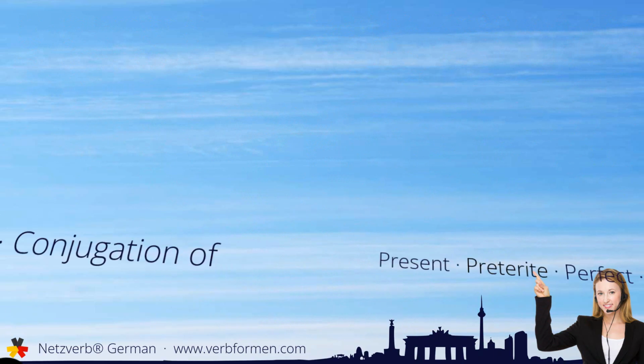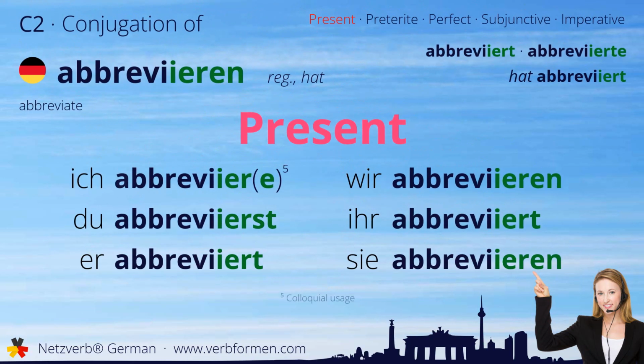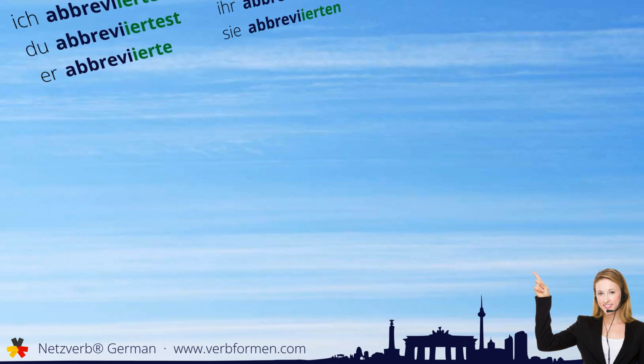First, we'll take a look at the present tense. Ich abbreviiere. Du abbreviierst. Er abbreviiert. Wir abbreviieren. Ihr abbreviiert. Sie abbreviieren. Next up is the preterite.